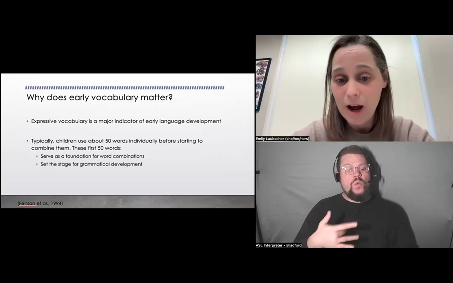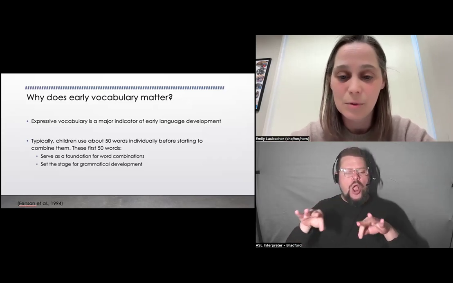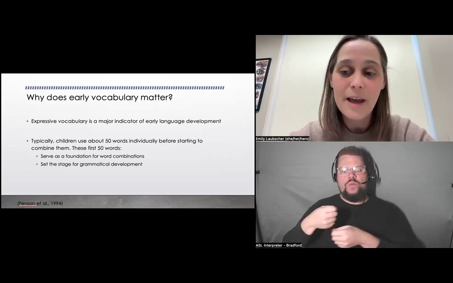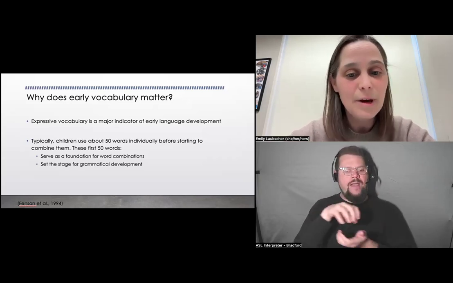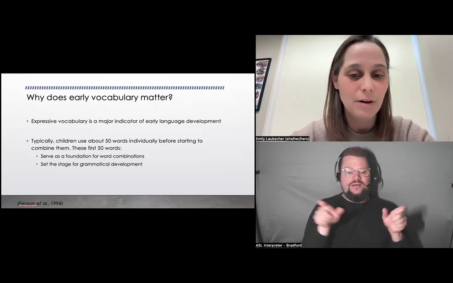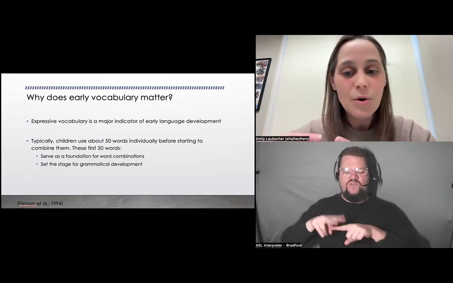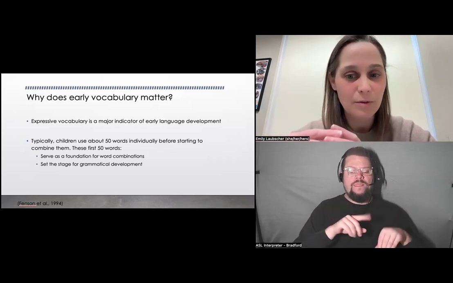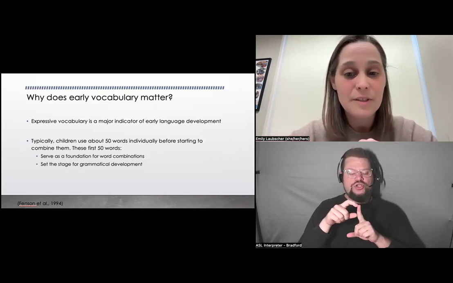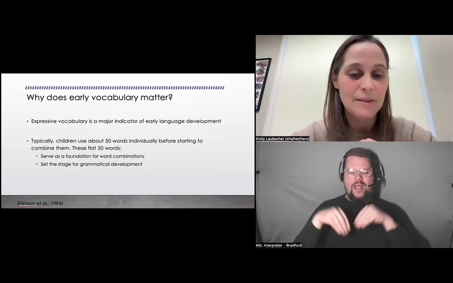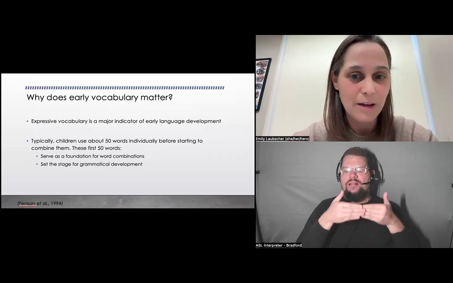Typically, children acquire about 50 individual words expressively before they begin to produce word combinations. And then when they do begin to combine words, they use the words that are already in their expressive vocabulary. So that first 50-word vocabulary really serves as a foundation for word combinations and then eventually sets the stage for more advanced grammatical development.